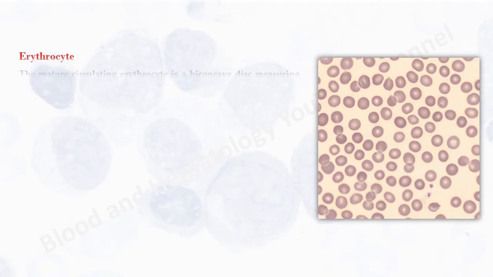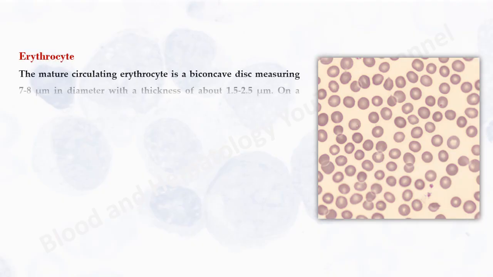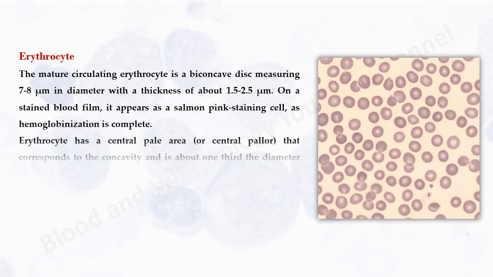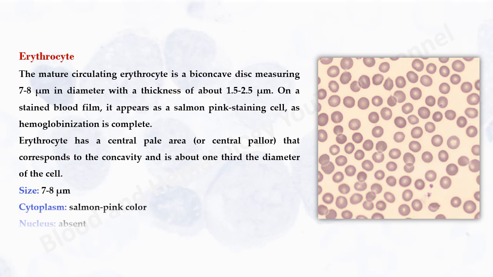The mature circulating erythrocyte is a biconcave disc measuring 7 to 8 micrometers in diameter with a thickness of about 1.5 to 2.5 micrometers. On a stained blood film, it appears as a salmon pink staining cell, as hemoglobinization is complete. Erythrocyte has a central pale area, or central pallor, that corresponds to the concavity and is about 1/3 the diameter of the cell.